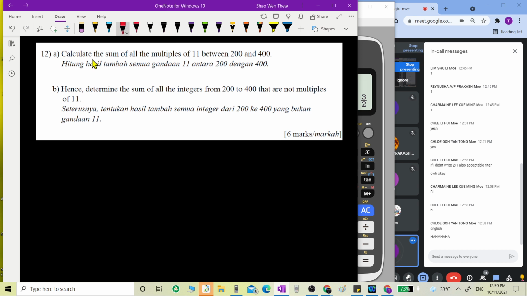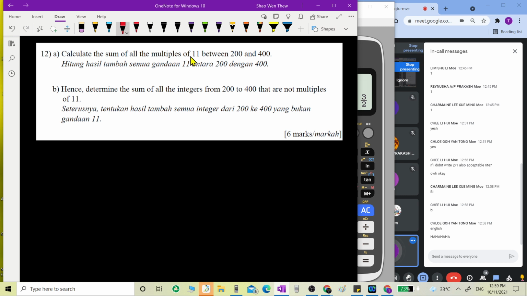Okay, 12. Calculate the sum of all the multiples of 11 between 200 and 400. Sum of all the multiples of 11. When you look at this type of question, can you not differentiate? AP or GP? If you cannot differentiate, there's a problem. You need to list out a few numbers first so that you can understand whether this one is AP or GP.